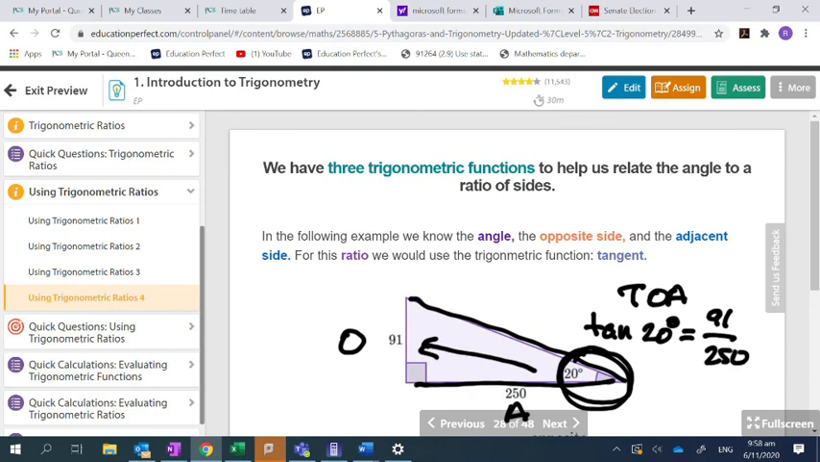And that's it, we don't have to do anything else. If it wasn't simplified, you'd have to simplify it. Put it in your calculator and hit simplify.